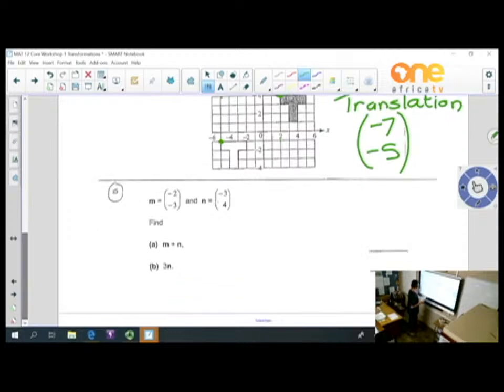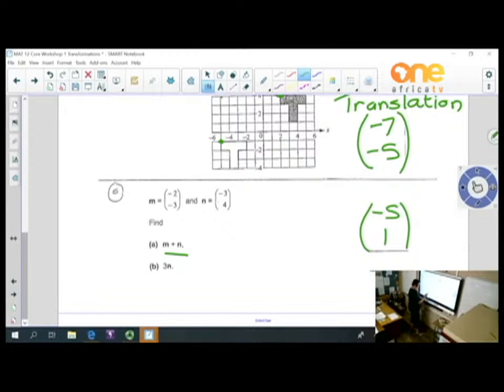The next question here, we have 2 vectors, M and N. Find M plus N, very easy. You just add X and X, Y and Y. So -2 plus -3, do it on your calculator so that you don't make mistakes with the signs. And then -3 plus 4 is 1. So there's your column vector.